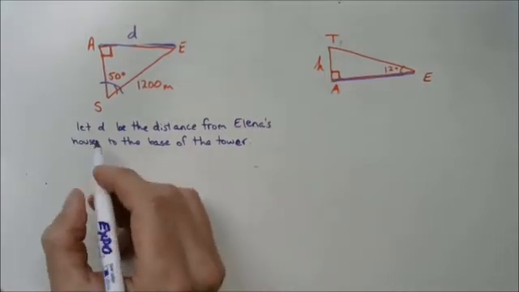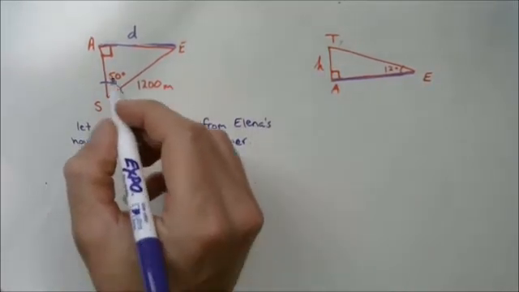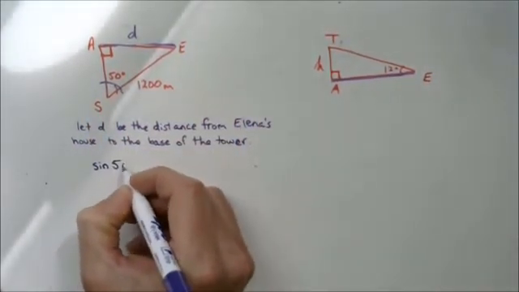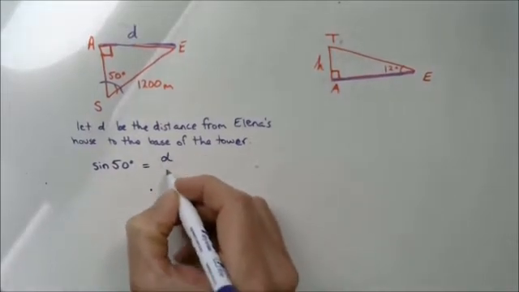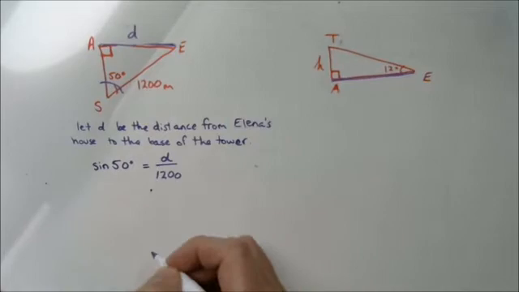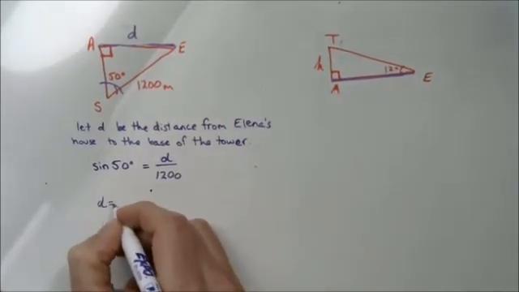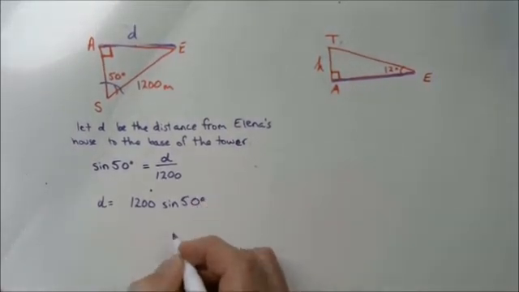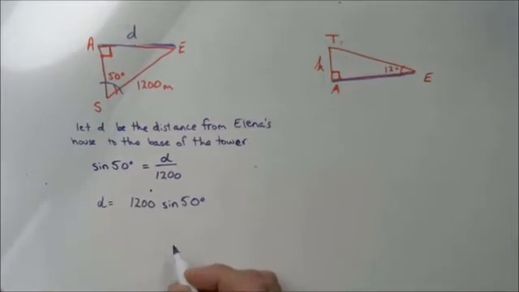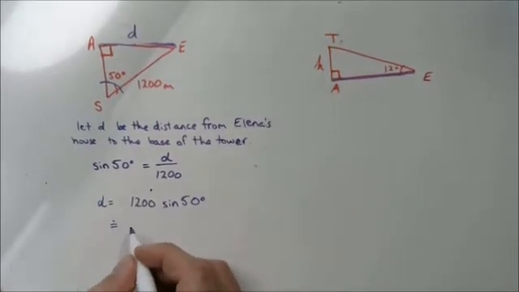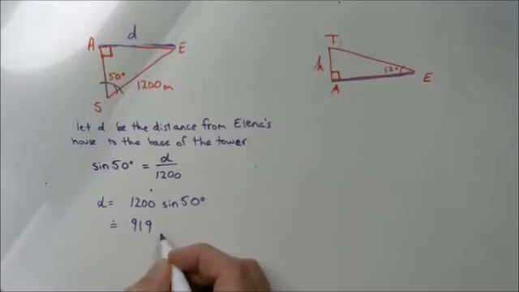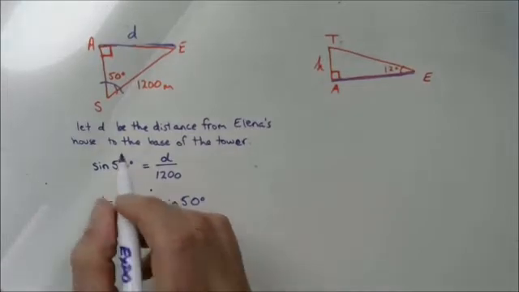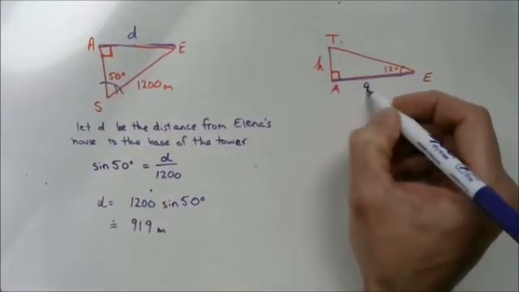Well, that is the sine ratio, opposite over hypotenuse. So we're going to go with the sine of 50 degrees is equal to D over 1200. All I have to do here to get D by itself is multiply both sides by 1200. So D is equal to 1200 times the sine of 50 degrees, which my calculator will give me approximately 919. This is measured in meters. So now I can go ahead and take that information, AE, and place it here.